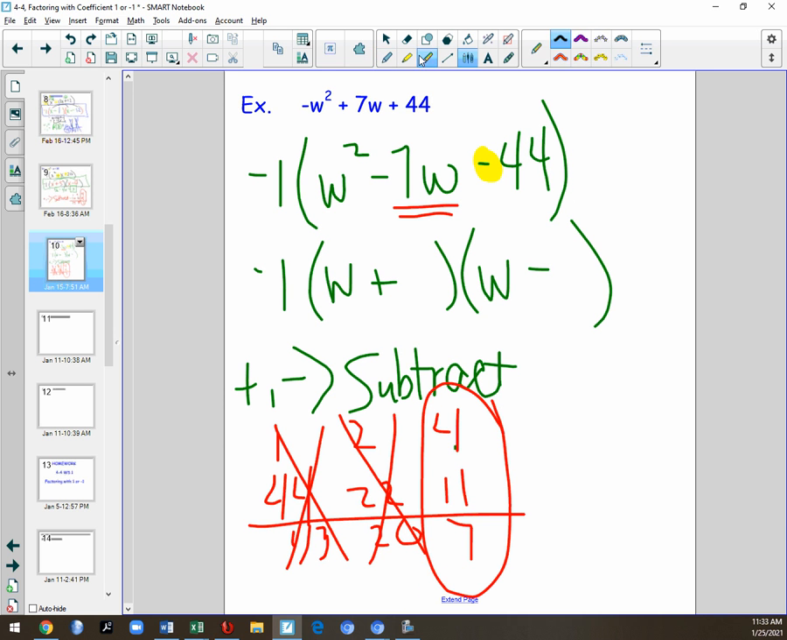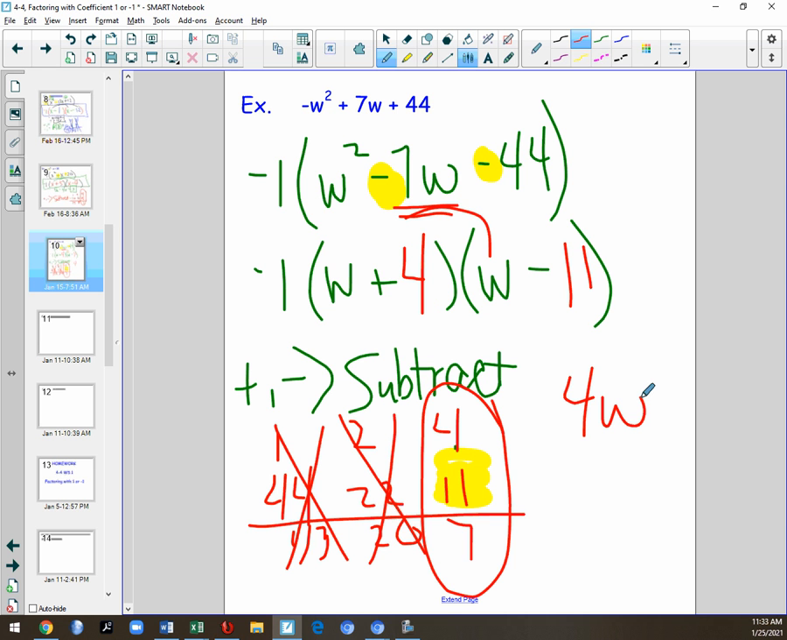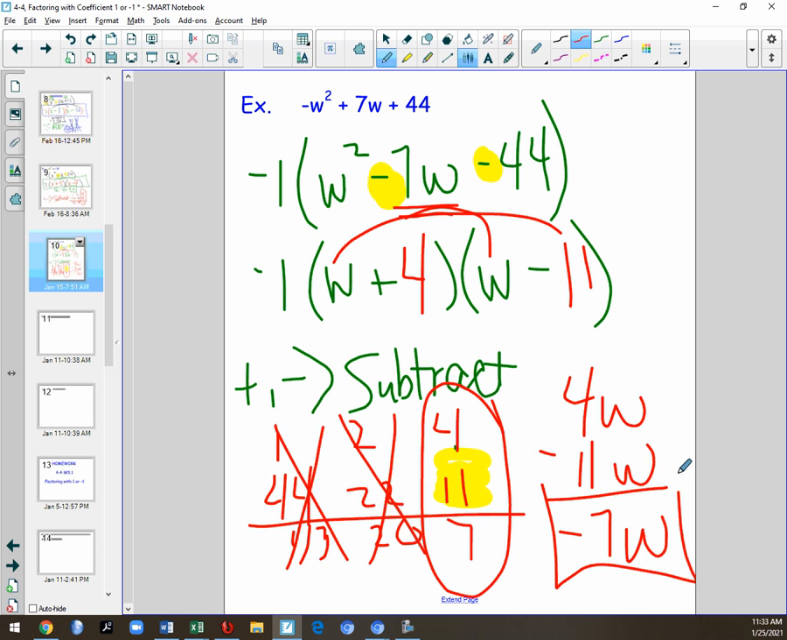Which number is larger? Is the 4 larger or is the 11 larger? The 11 is larger, so therefore it's going to get the middle sign, which means it has to go with the minus sign, and the 4 goes with the plus sign. So let's go ahead and check this. 4w minus 11w is going to give you -7w. So I know that I am correct.